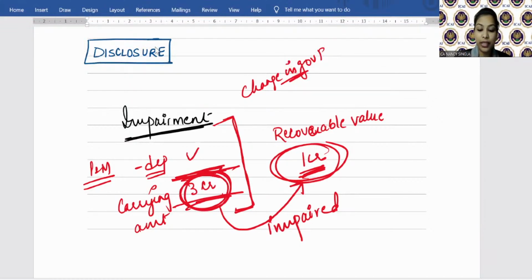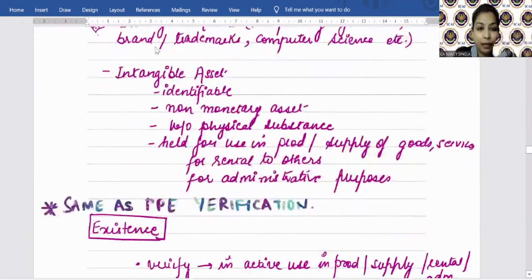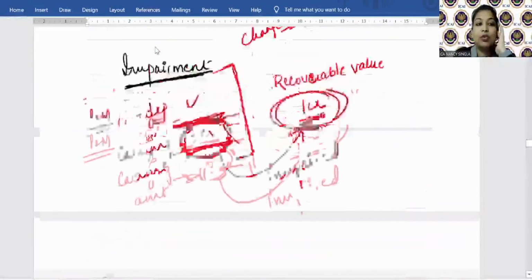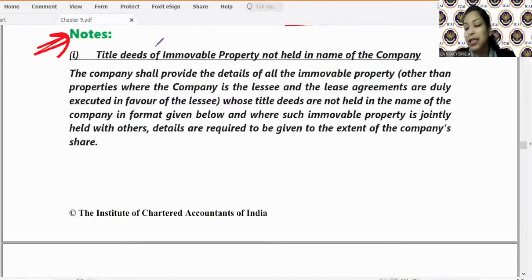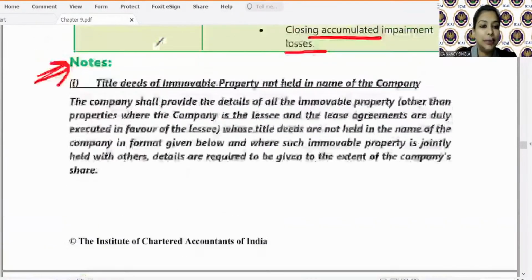Now we'll be doing various notes with respect to the property, plant and equipment. And once we are done with the entire process with respect to the property, plant and equipment, now you will see that intangible asset is exactly the same except for few differences. Okay? So let us start.